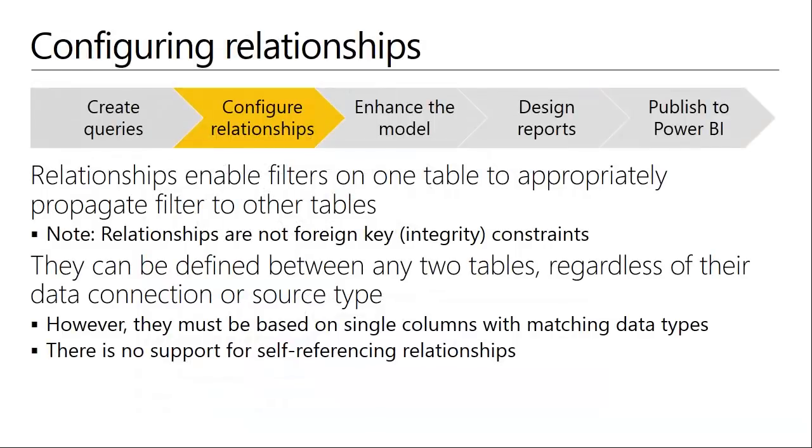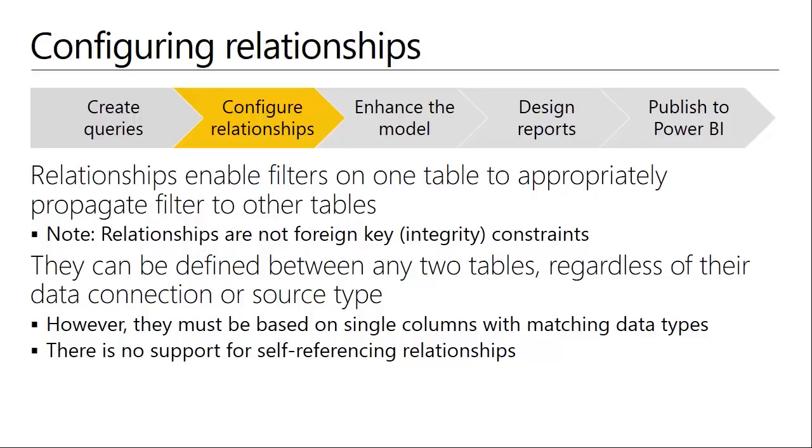Having loaded queries into the model, at this stage they are then referred to as tables, and relationships will enable filter context to flow between tables. So it's important to point out that the relationships that you see in Relationship View are not foreign key constraints as may be interpreted from a relational database diagram. They are in fact pathways by which filter context from one table flows to another.